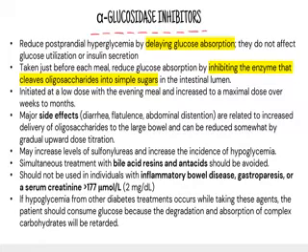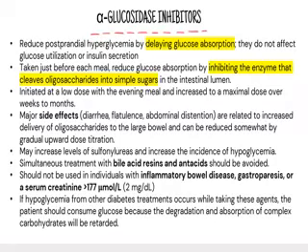Coming to alpha-glucosidase inhibitors, they reduce postprandial hyperglycemia by delaying glucose absorption. They do not affect glucose utilization or insulin secretion. Taken just before each meal, they reduce glucose absorption by inhibiting the enzyme that cleaves oligosaccharides into simple sugars in the intestinal lumen. Initiated at a low dose with the evening meal and increased to a maximum dose over weeks to months. Major side effects, GI, are related to increased delivery of oligosaccharides to the large bowel and can be reduced by gradual upward dose titration.